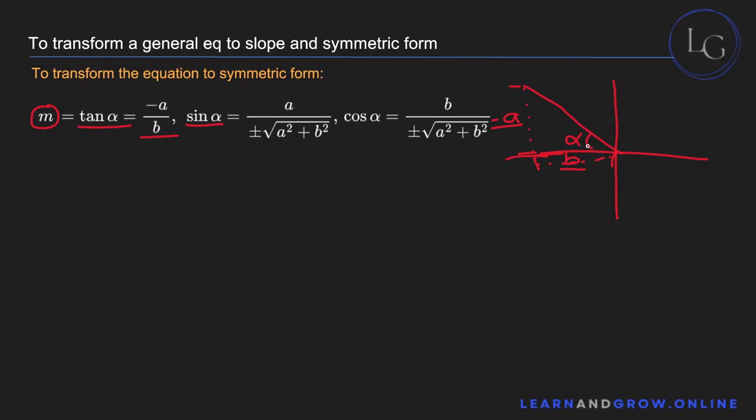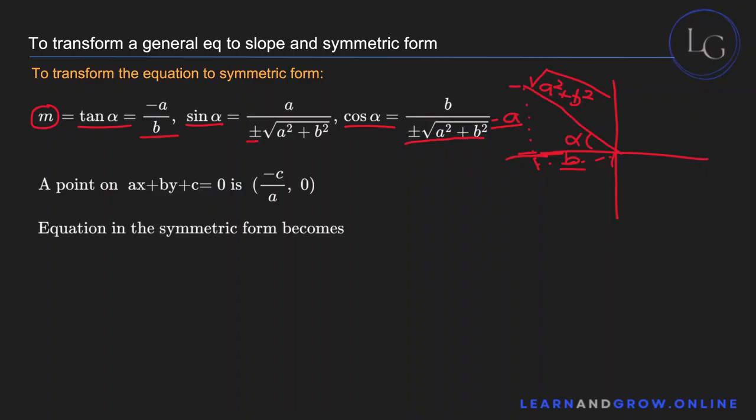Now let's see what sine alpha is equal to. Sine alpha is equal to the rise over the hypotenuse, and the hypotenuse, if you remember the Pythagorean theorem, is equal to the square root of a square plus b square. Not negative a square, because negative a square and positive a square is the same thing. So now you have this as the hypotenuse. So sine alpha is equal to a over plus minus the square root of a square plus b square, and similarly cos alpha is equal to the run over the hypotenuse, so b over the square root of a square plus b square.